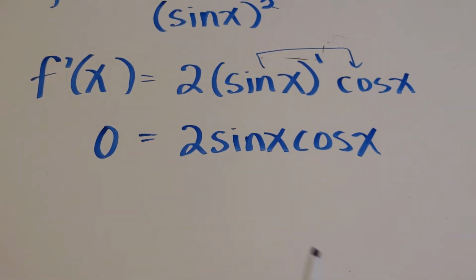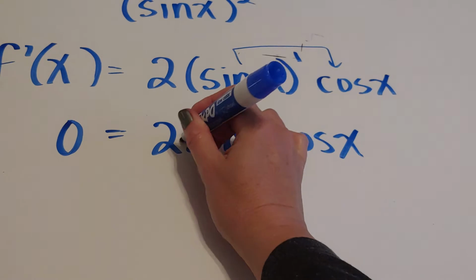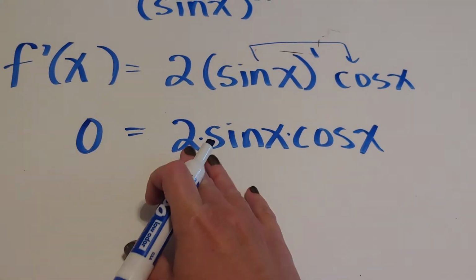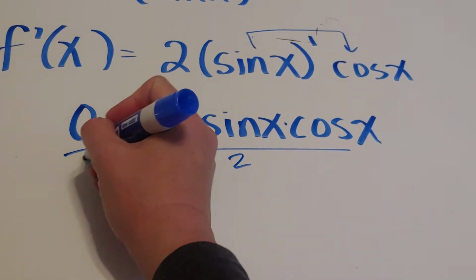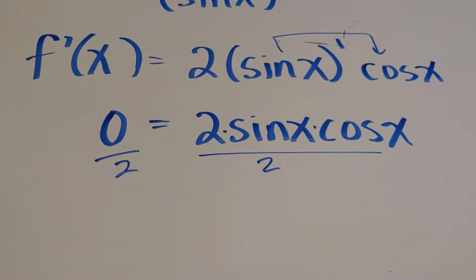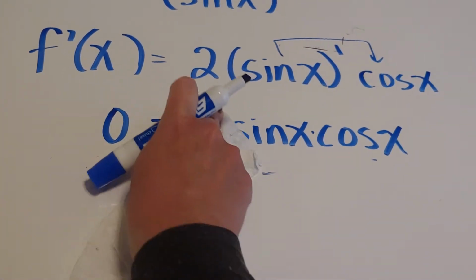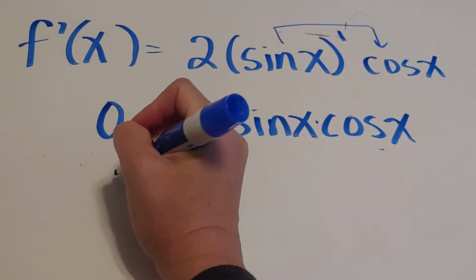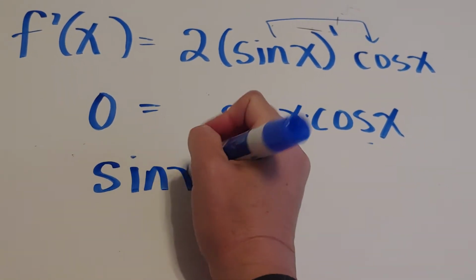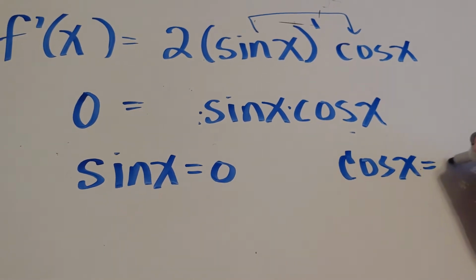Okay, well, what you may not realize is that this is actually already factored for us. This is a product, right? And in fact, we could go ahead and divide by 2, and if I divided by 2, I would just get that sine x times cosine x equals 0. Okay, so here I have this product. It's already factored. So I want to know, when does the sine equal 0? And when does the cosine equal 0?